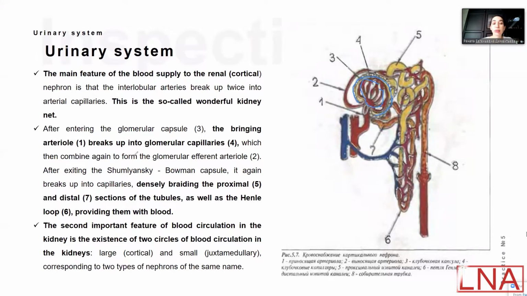The second important feature of the blood circulation in the kidney is the existence of two cycles of blood circulation in the kidney, the large or cortical cycle of circulation and the small or juxtamedullary one, corresponding to two types of nephrons of the same name, cortical and juxtamedullary nephrons. And this separation of the blood supply of the kidney into cortical and juxtamedullary cycles helps the kidney maintain blood supply during hypovolemia.